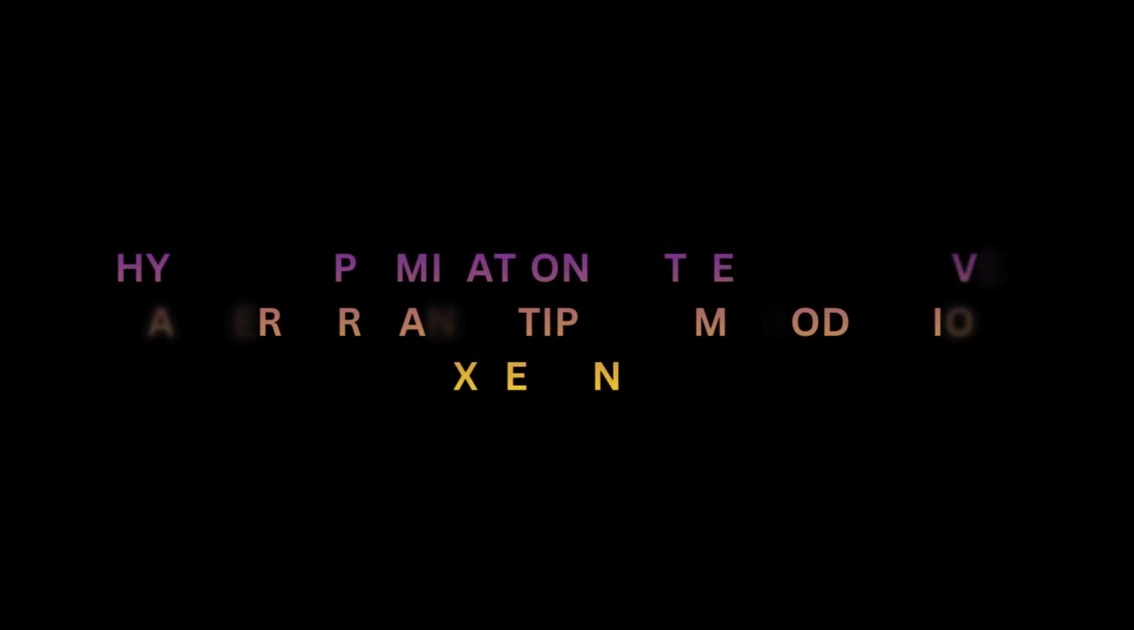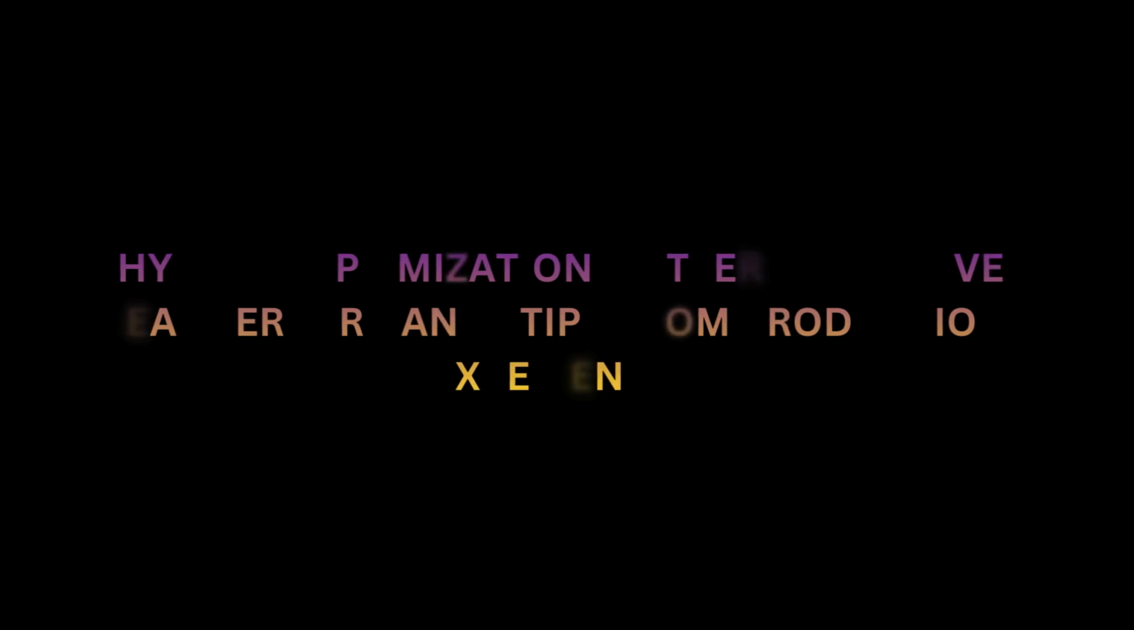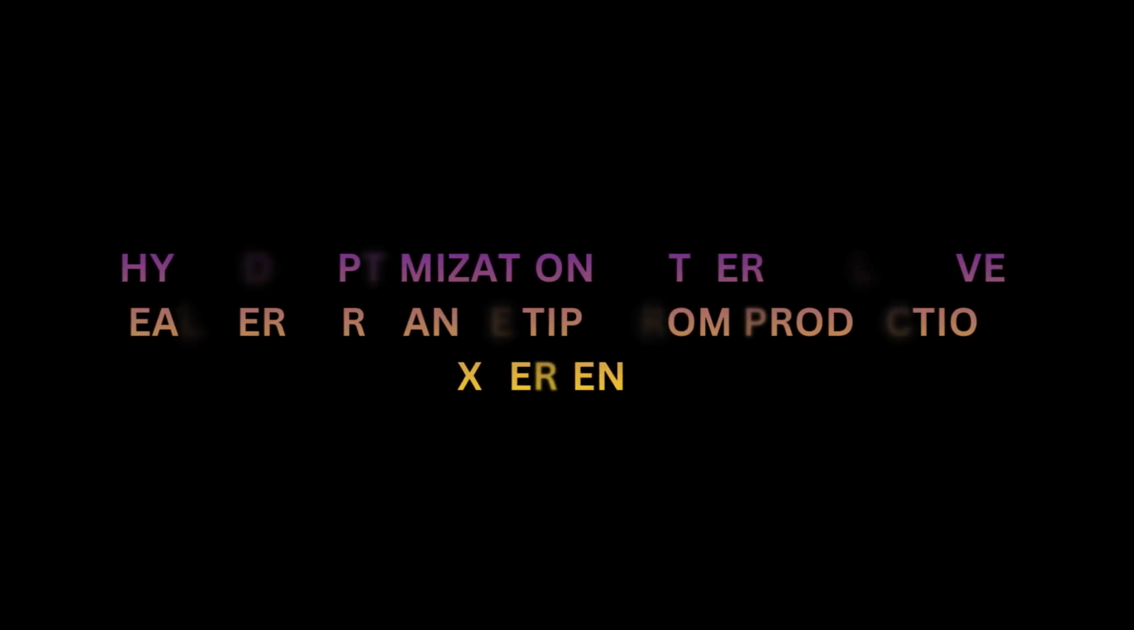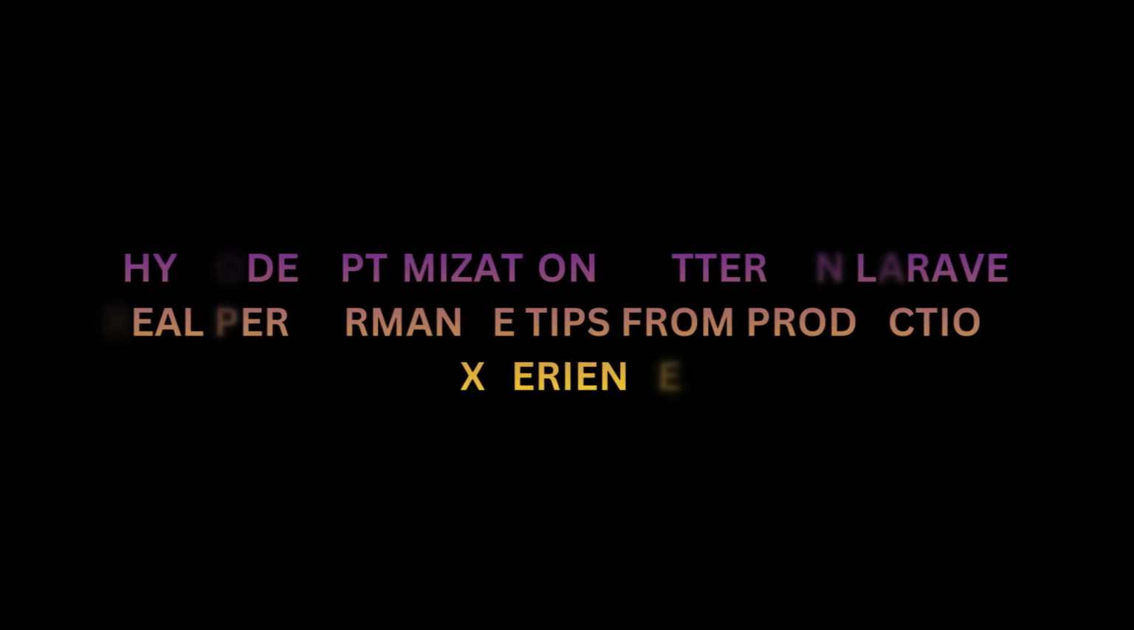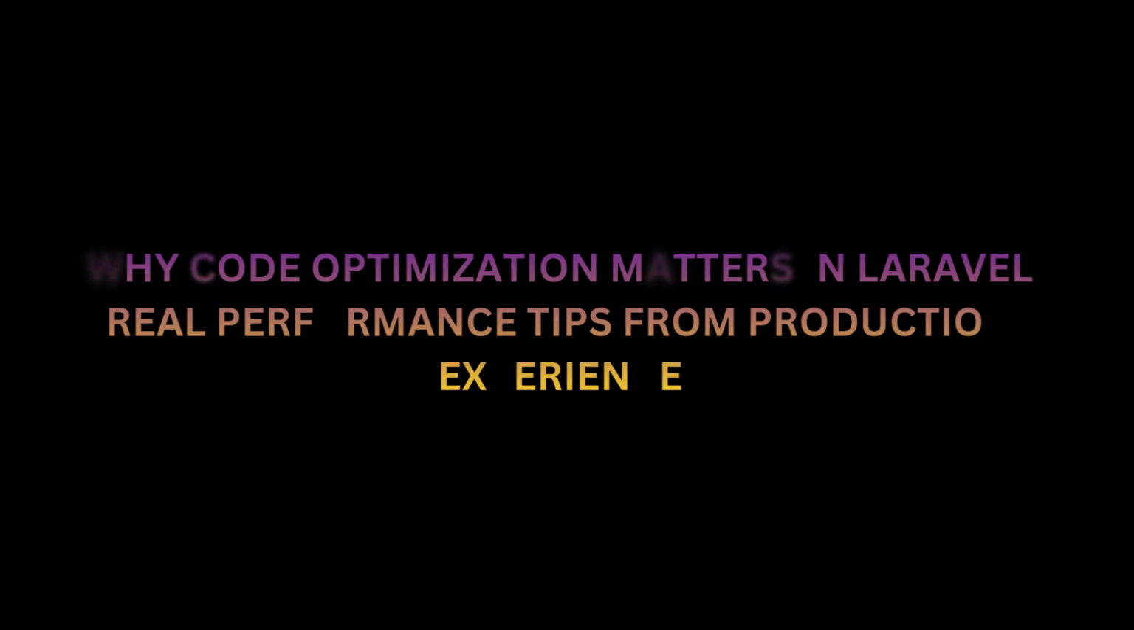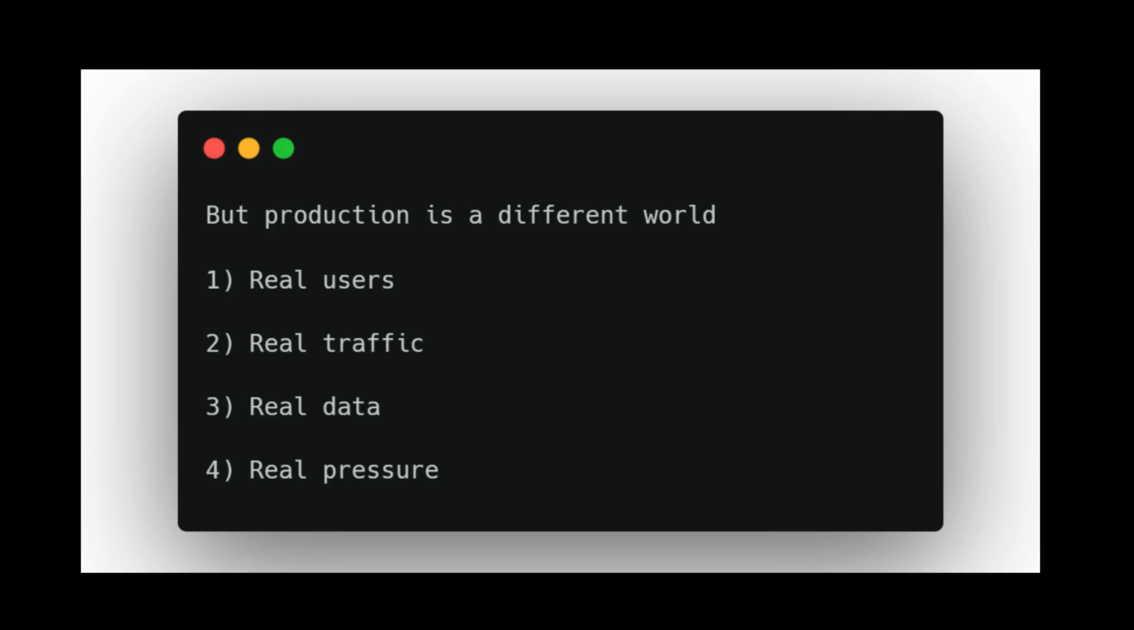Most Laravel apps don't fail because of bad features. They fail because they get slow, expensive, and hard to maintain. And that usually comes down to code optimizations, not micro optimizations, but real practical decisions I have learned from production projects. If you are a Laravel developer, you have probably seen this at least once. It's working perfectly on my local, but production is a different world: real users, real traffic, real data, and real prices as well.